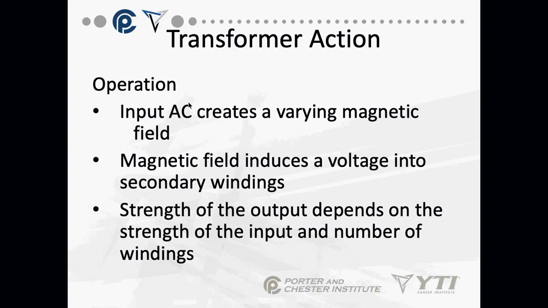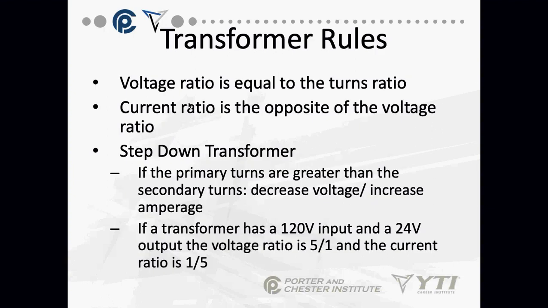So as I said, the input AC creates a varying magnetic field. Magnetic field induces a voltage onto the secondary windings. This is all dependent on the strength of the input and the number of windings. The voltage ratio, as I just explained to you, that's the difference in the voltages between primary and secondary, is equal to the number of turns, or turns ratio, which is the primary to the secondary. The current ratio is exactly the opposite. If the voltage goes up, the current goes down.